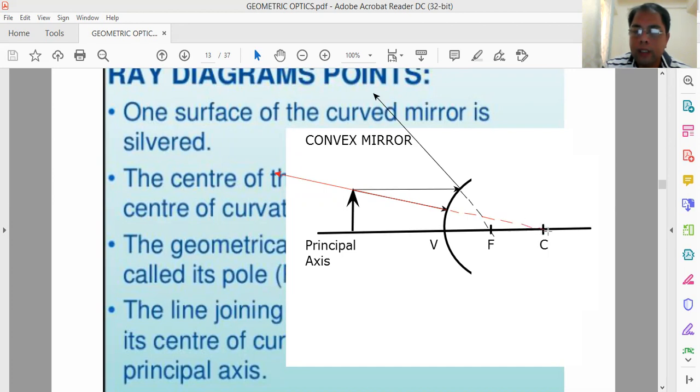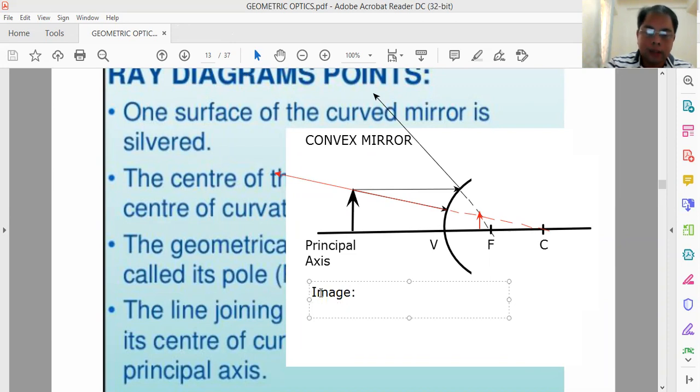Now you'll notice that we are able to create an image here. An image is created roughly at this particular point. The intersection of these reflected rays, a form of an extension, means we created an image that is small.